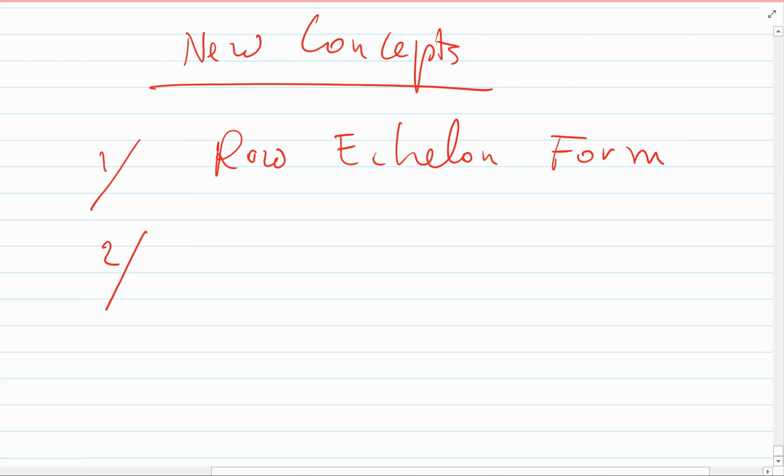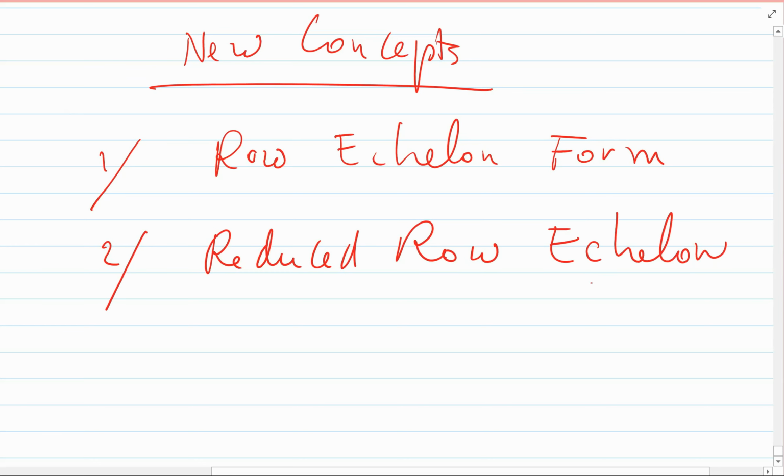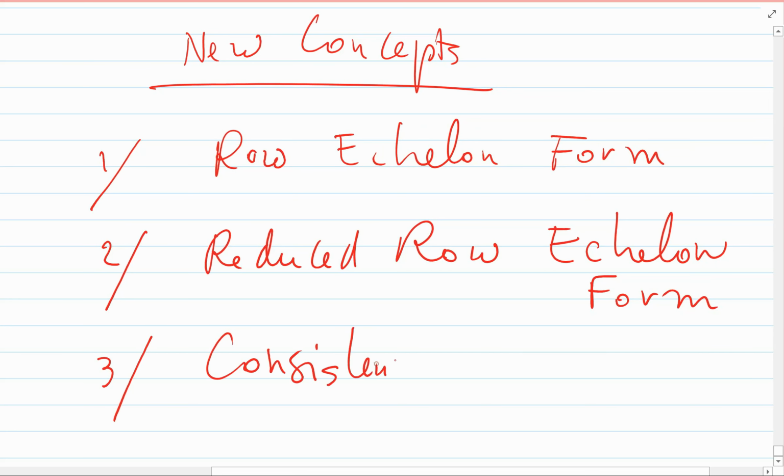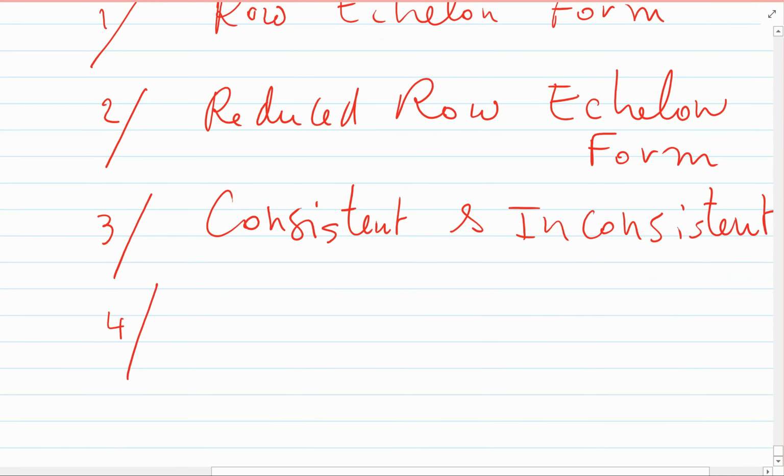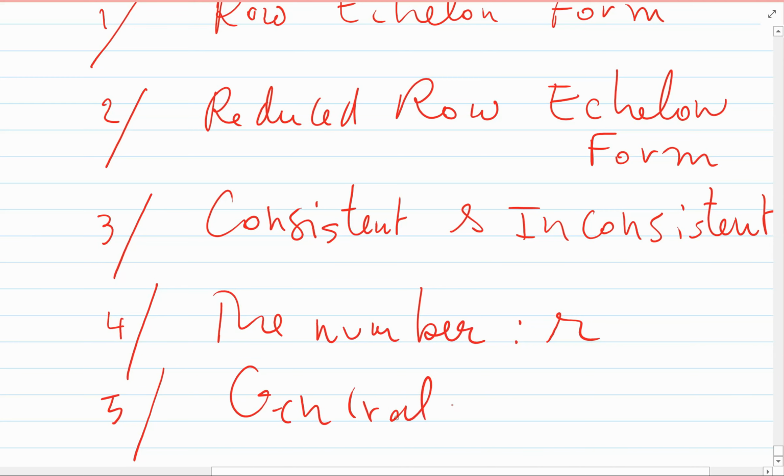When you go up, you get the reduced row echelon form. Now what's new today? Oh no, sorry, we saw these before, but again it is emphasized here: consistent and inconsistent systems. And very important, the number R, and 5, the general solution.